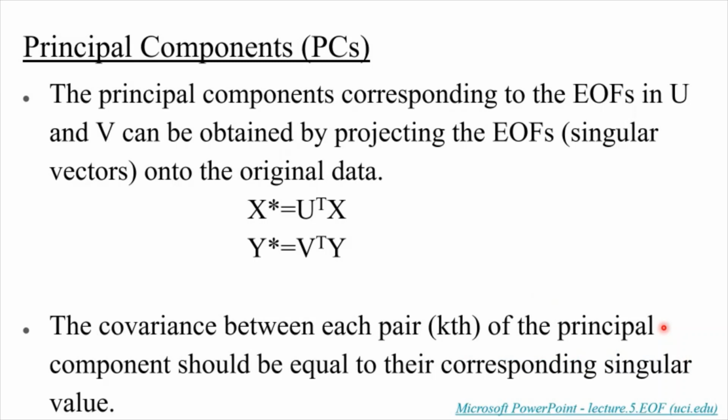Now, how are principal components or PCs derived in the case of MCA analysis? The principal components corresponding to the EOFs in U and V can be obtained by projecting the singular vectors, the EOFs, onto the original data, like X star equals U transpose X and Y star equals V transpose Y. Further, the covariance between the kth pair of principal components should be equal to their corresponding singular value.